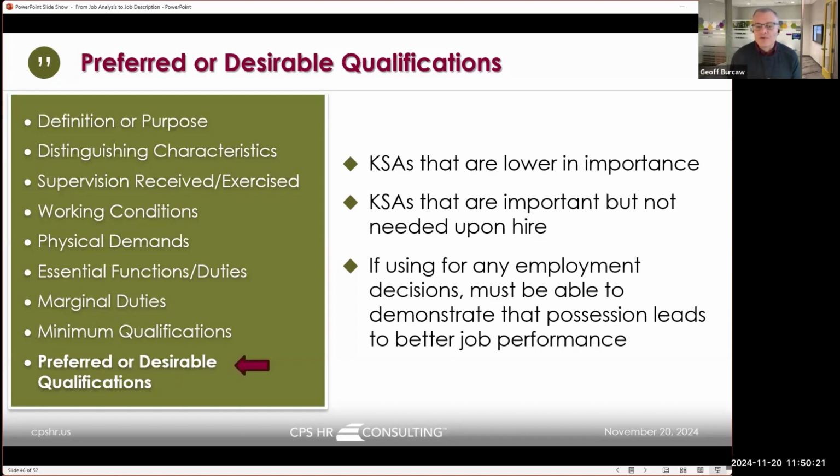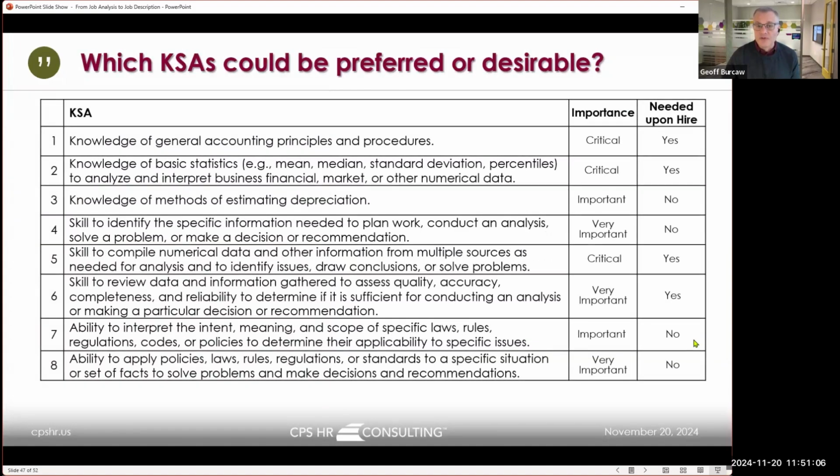It's really important, and this is really key. If you're using preferred or desirable qualifications for making any kind of employment decisions, whether for screening or for a secondary selection process, you have to be sure that they're absolutely job related. That means that they are needed for performing the job, and that if someone had that particular KSA, that knowledge, skill, or ability, they would perform the job better. It would lead to better job performance. So if you had two people who, based on minimum qualifications, were equally qualified, but one of them also had experience doing something, or a certain knowledge or skill, they would be the better job performer. You want to make sure that is absolutely the case.